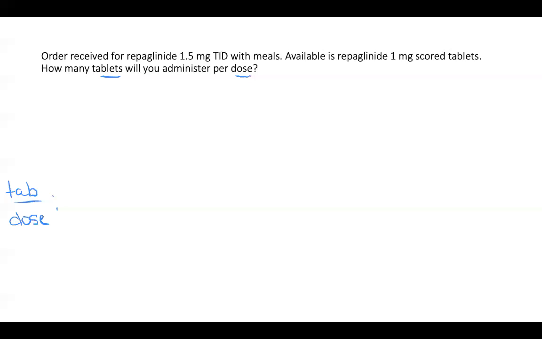Second step is going to be to build our box. In our box goes our order. And remember, we want to write our order as either per day or per dose, depending on what the doctor has ordered. Our order is for repaglinide 1.5 milligrams TID. That means this patient is going to get 1.5 milligrams of this medication 3 times per day, so that means 1.5 milligrams per dose. They're not getting 1.5 milligrams total over the course of the whole day. They're getting 1.5 milligrams each dose of this medication. So we're going to write that in our box, 1.5 milligrams over 1 dose.